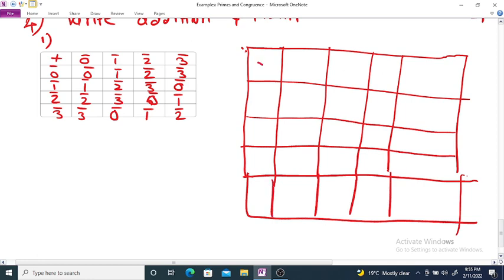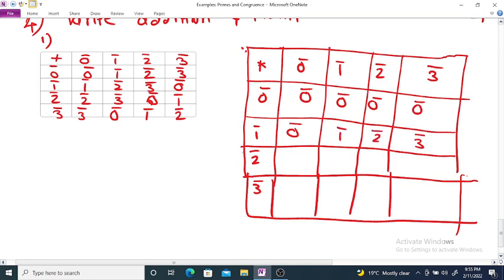So here under multiplication: 0 bar, 1 bar, 2 bar, 3 bar, and 0 bar, 1 bar, 2 bar, 3 bar. So 0 bar into 0 bar is 0 bar. Here 0 bar, 0 bar, 0 bar. Here again 0 bar, 1 bar, 2 bar, 3 bar. 2 bar into 0 bar is 0 bar. 2 bar into 2 bar is 4 bar, which is again 0 bar. 2 bar into 3 bar is 6 bar. 6 bar is equal to 2 bar.